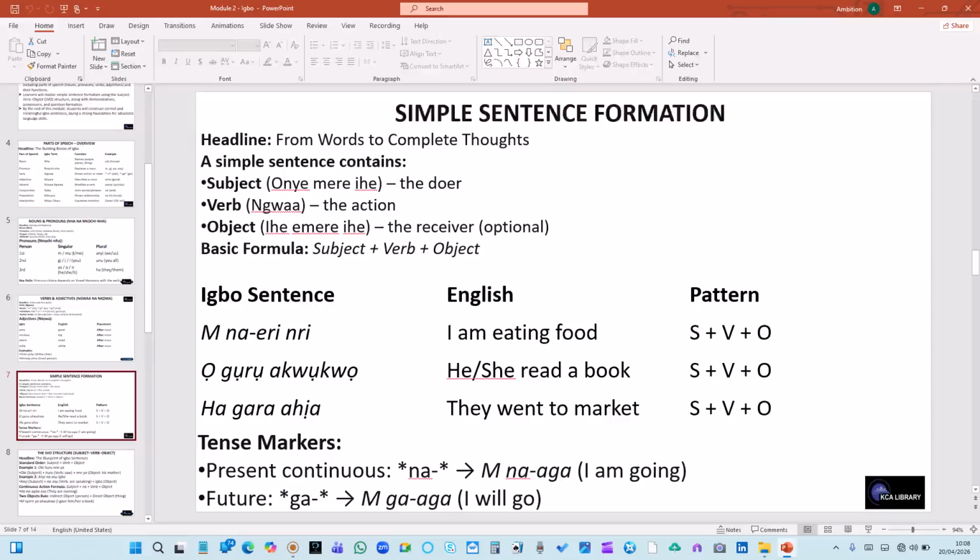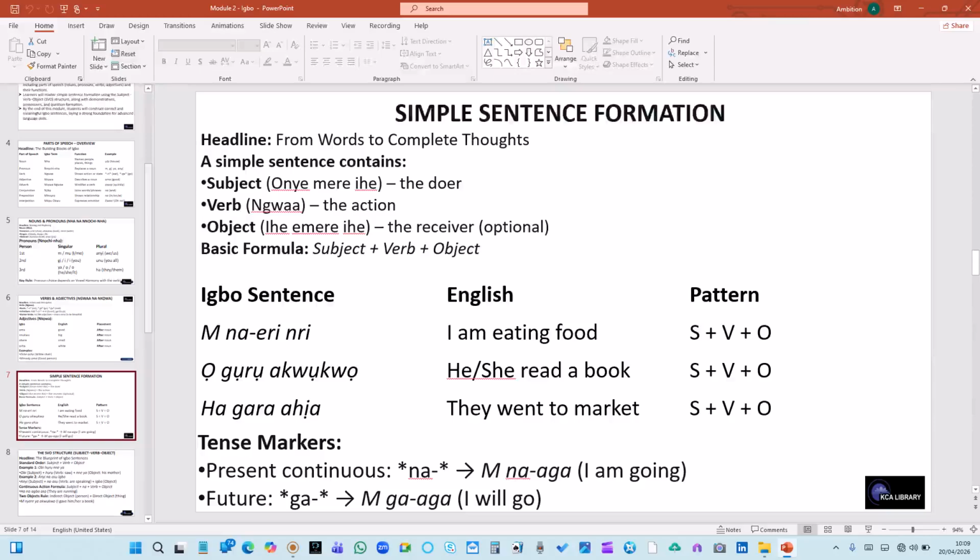Now, an Igbo sentence includes M na-eri nri, which means I am eating food. So it follows the same pattern: subject, verb, object. M is a subject, na-eri nri is a verb, then nri is a noun. Then ọ gụrụ akwụkwọ, which means she read a book. Ha gara ahịa, which means they went to market.